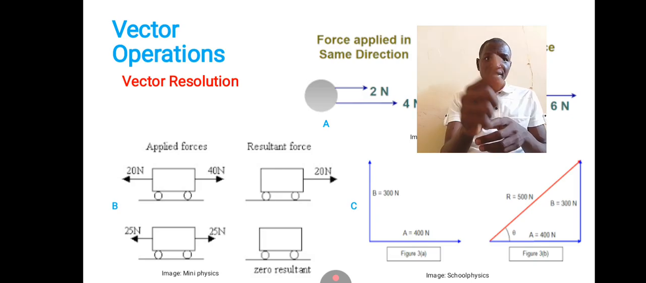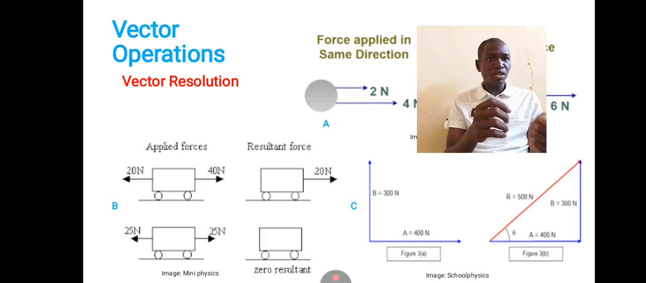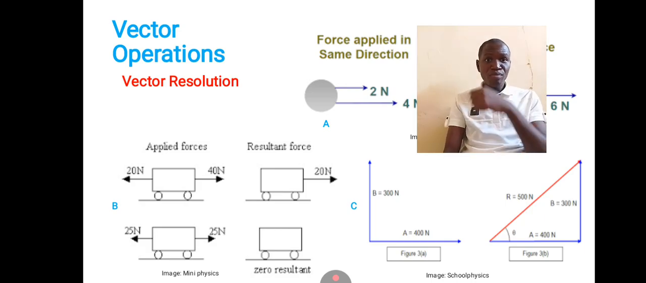Now, the resultant force here is what? It is 20 Newton, because 40 minus 20 is equal to 20. That's how we get the resultant force. Now let's look at the one below.